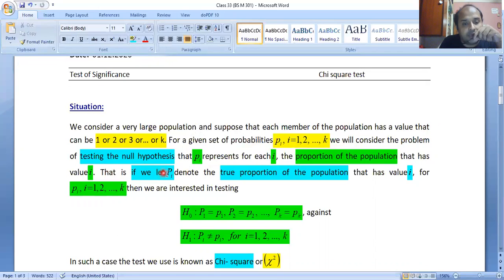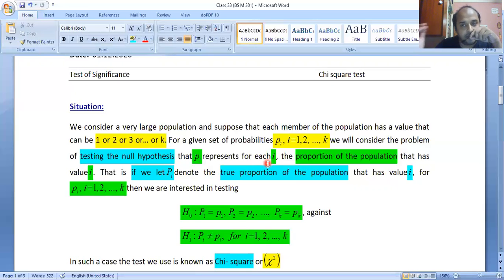So if we let capital Pi denote the true proportion of the population for each value i, and the assumed values are small pi's, then we are about to test whether these true proportions are indeed equal to the assumed proportions. The assumed proportions are actually equal to the sample proportions. Let me put this particular thing in other words. Suppose you have a situation where you have divided the entire population into several parts, and after studying these individual parts, you have come to know that the first part of the population has some characteristic with probability small p1. The second part has some probability p2. The third part has some probability p3, and so on.